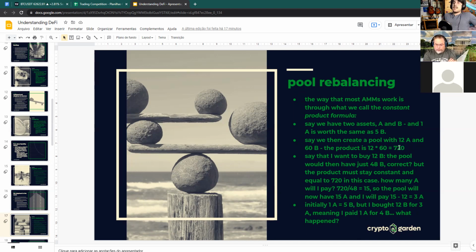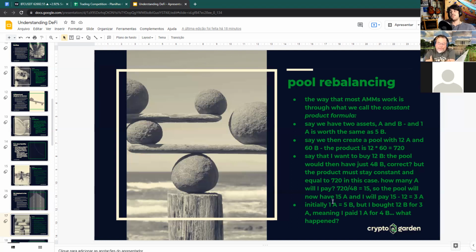Okay, say someone else, not necessarily me, wants to buy 12 of that asset B. So the pool would now have 48 of the asset B, right? Because I took 12 from 60, right? But the product of A times B must stay constant and is equal to 720 in this case, right? So how many of the asset A will I pay? If we divide 720 by those 48 right here, we get 15. So the pool will now have 15 of the asset A. What that means is that I pay 3 asset A to get 12 of the asset B.